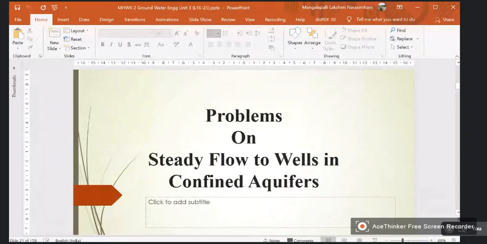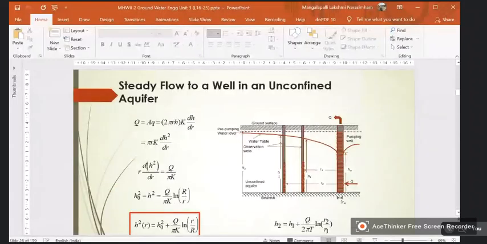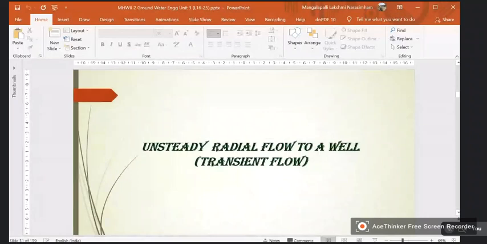in both confined aquifers and unconfined aquifers. Now, the next topic we have to consider is the unsteady radial flow to a well, that is the transient flow.